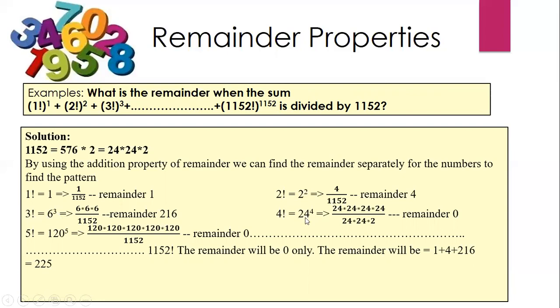4 factorial is 24. 24 to the whole power 4 when divided by 1152, which is nothing but 24 into 24 into 2, is completely divisible. So we get remainder 0. For 4 factorial itself, if it is exactly divisible, then after that for all the numbers it will definitely be exactly divisible, which means the remainder will be 0. So our final answer will be the addition of 1 plus 4 plus 216, which is 225.